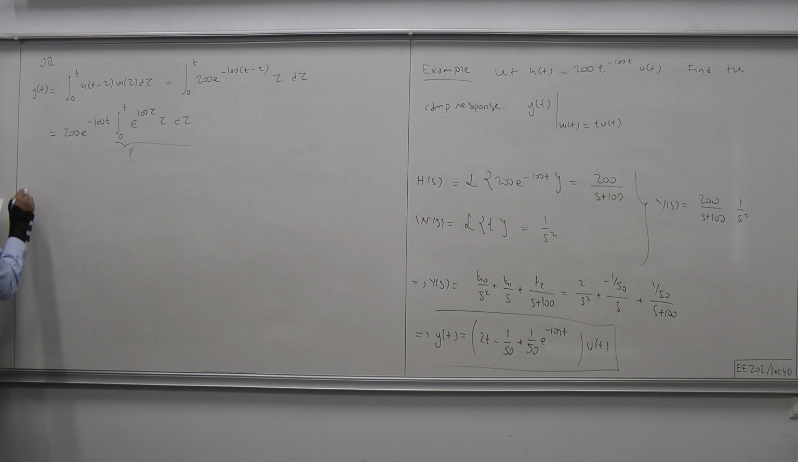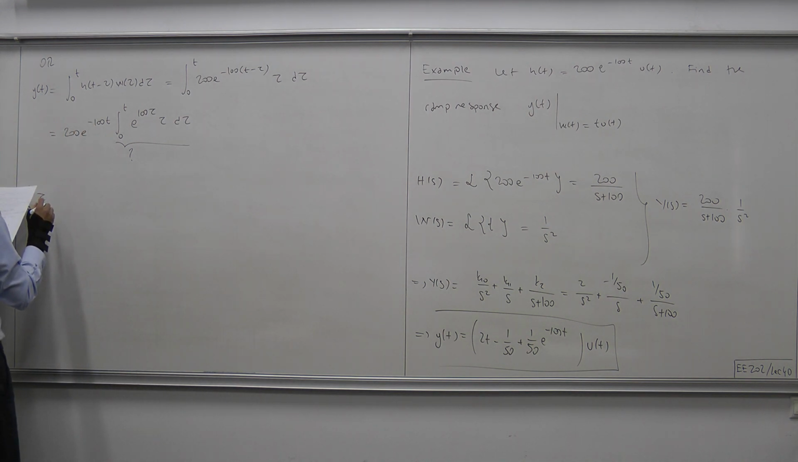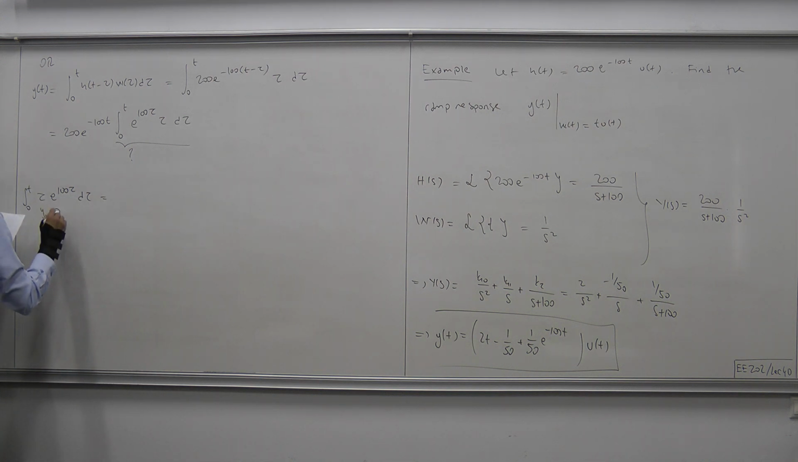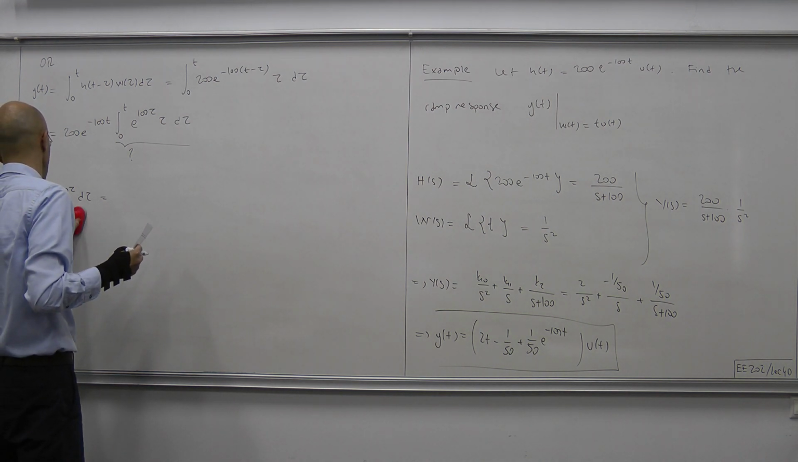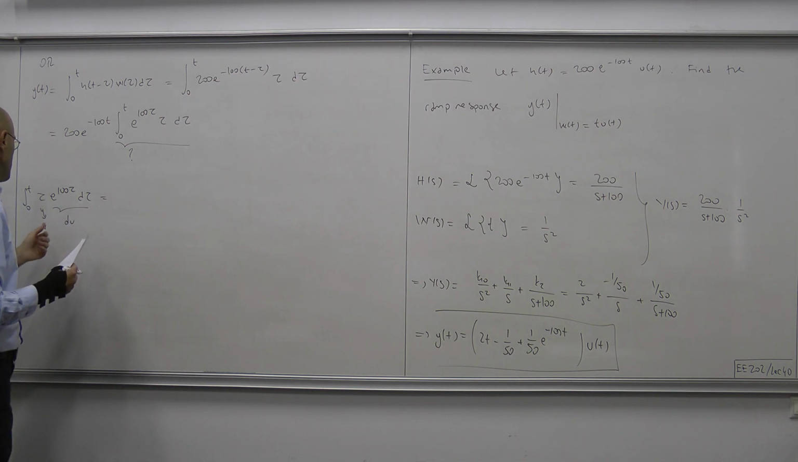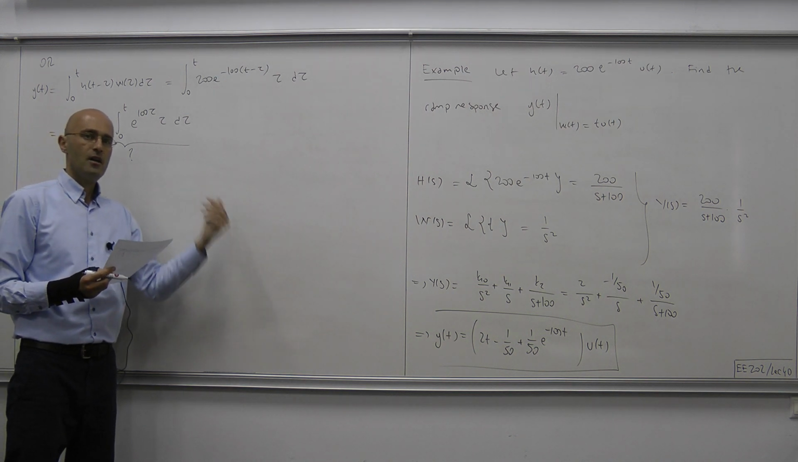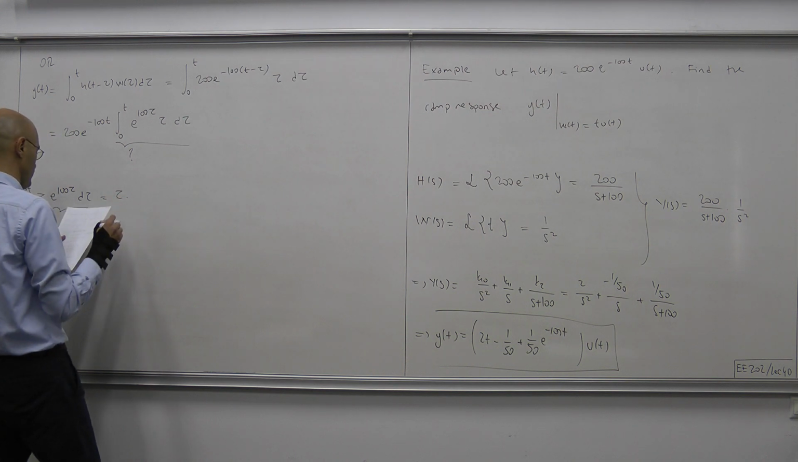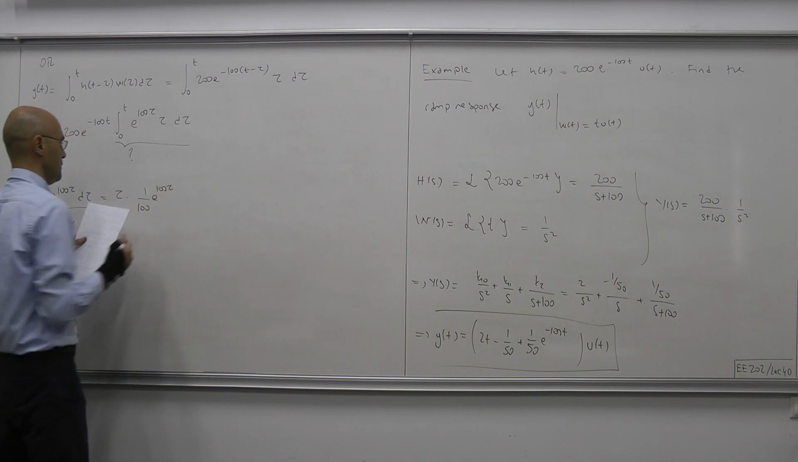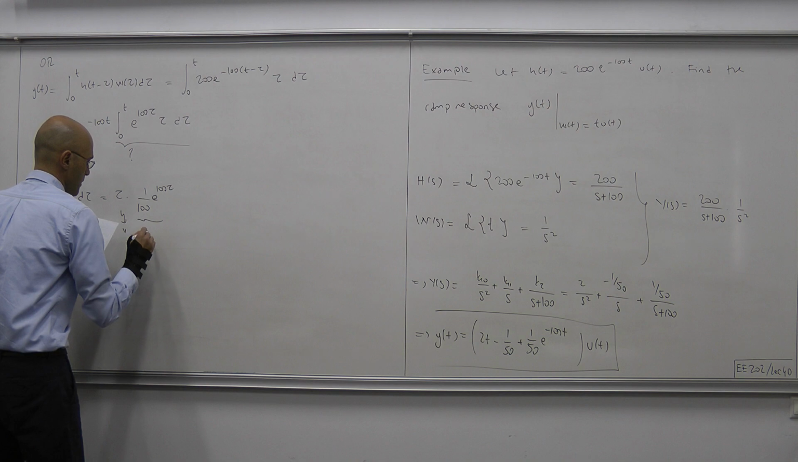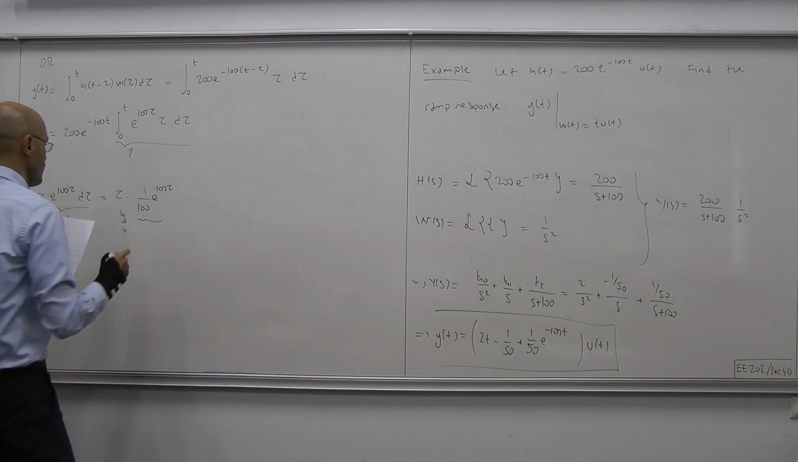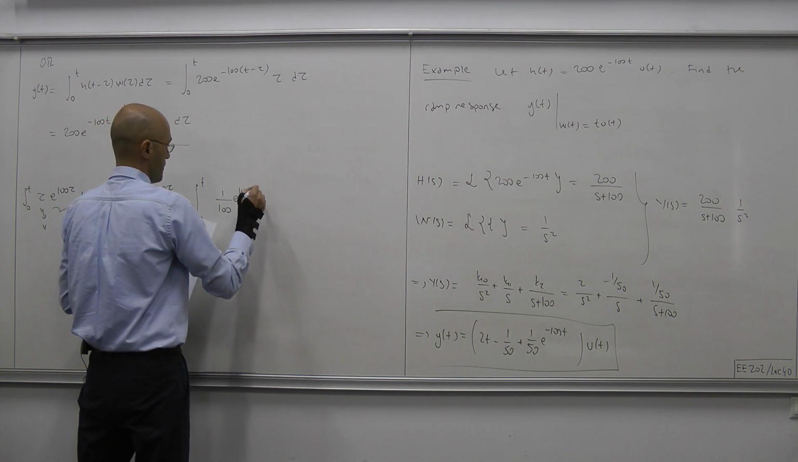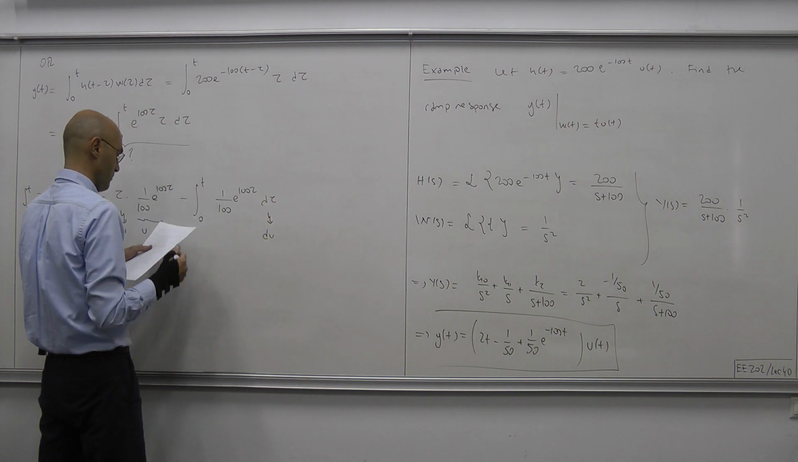That can be computed easily by integration by parts: from 0 to t, tau e to the 100 tau d tau equals... let tau be our v, and let e to the 100 tau d tau be our du. Integral of v du is the product uv minus integral of u dv. If this is du, what's u? u is 1 over 100 e to the 100 tau. So that's our uv product, minus integral of u dv, 1 over 100 e to the 100 tau d tau.